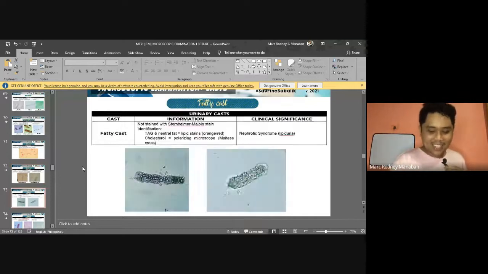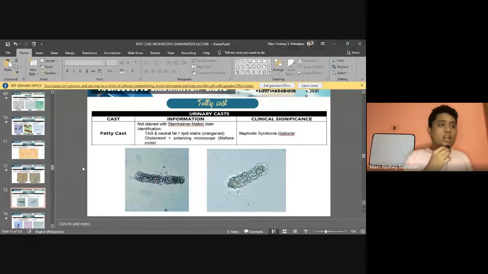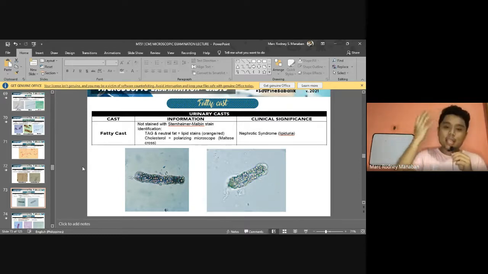But anyway, next, of course, you have the fatty casts. So, again, fatty casts are casts with fats attached, could be fat droplets or fat globules. And these fat droplets or fat globules can be composed of either TAG or neutral fats, triglycerides or neutral fats, or they can be cholesterol, okay? But take note, for TAG and neutral fats, we can identify them through the lipid stains.